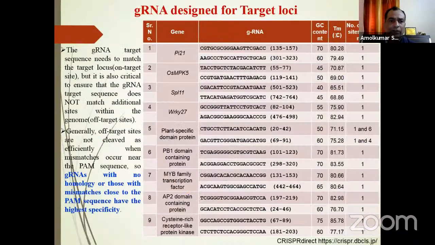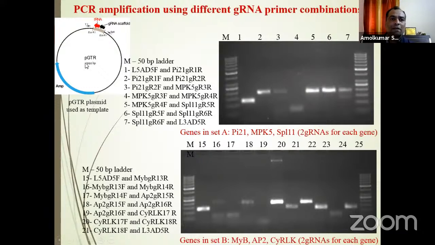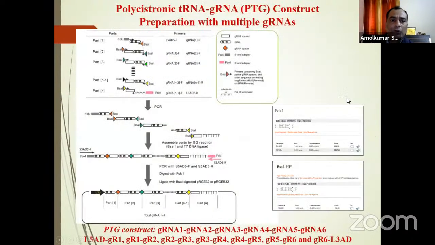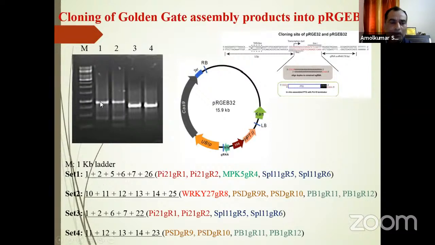So we prepared 2 guide RNAs from each gene, and further used the Golden Gate assay with pGTR, where a tRNA-guide RNA scaffold is already present. We amplified these and cloned them using the Golden Gate assay. After PCR amplification and Golden Gate assay, we cloned them in pGEB32. Here we cloned 5, in this case again 5, and here 4 guide RNAs and here 4 guide RNAs for 2 genes.